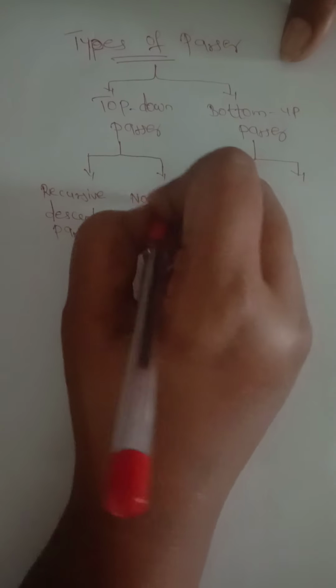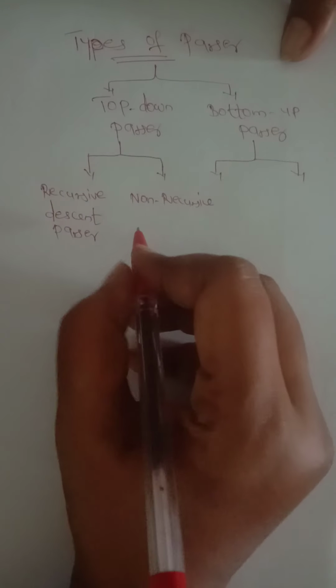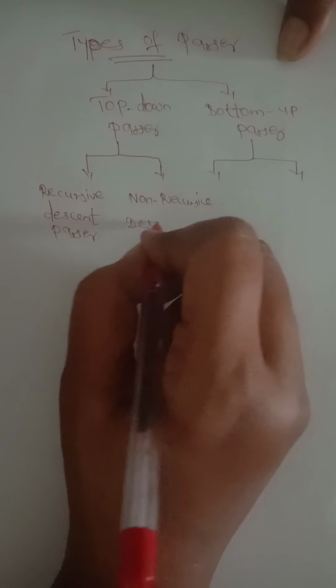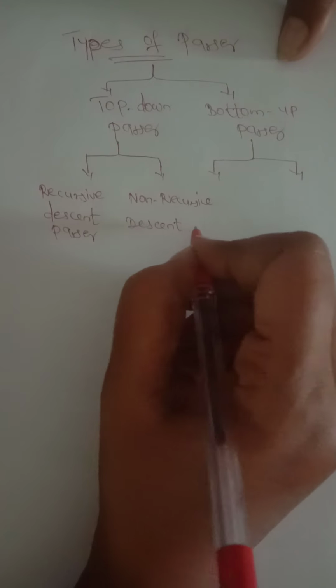Recursive descendant parser. The second one is the non-recursive descendant parser. Non-recursive descendant parser.